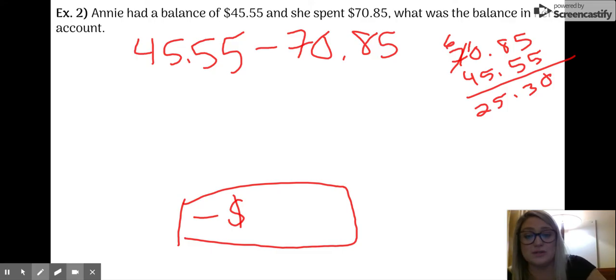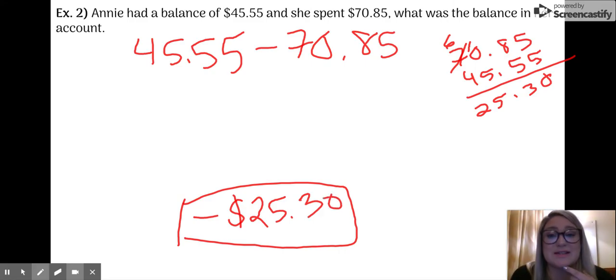So when we do our subtraction, we get $25.30. But remember, like I had said, it's not really $25.30. It's a negative $25.30 because she spent more money than she had in her account.